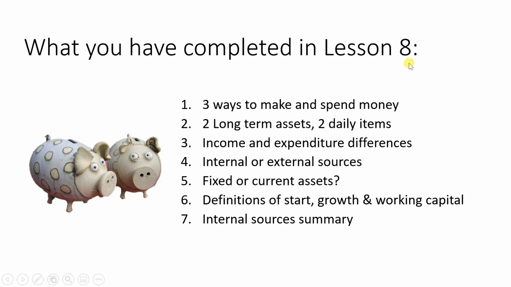Fantastic, you have completed all 7 tasks for lesson 8. You've looked into the 3 ways to make and spend money, the 2 long-term assets and 2 daily items, income and expenditure differences, internal and external, fixed or current assets. And then we've looked at the most important bit, number 6, the definitions of starting, growing a business and working capital, and the internal sources summary. Well done, a good start.